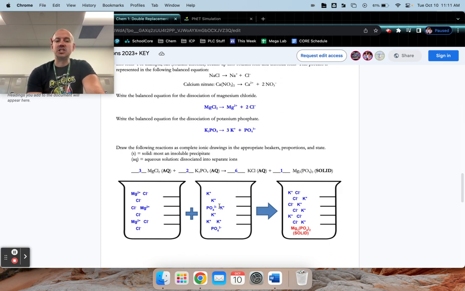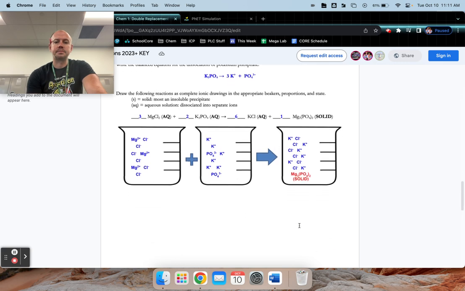But then, just like we're going to do in the lab, just like I did in the demo, we pour them together. Now everything on this side is in the same beaker. The potassiums are still floating around, the chlorides are still floating around, but the magnesium, when it went with the phosphate, when my outside things went together, that made something an insoluble solid.